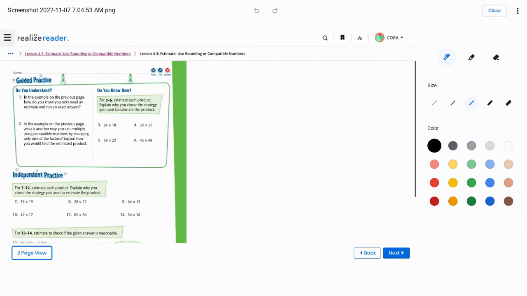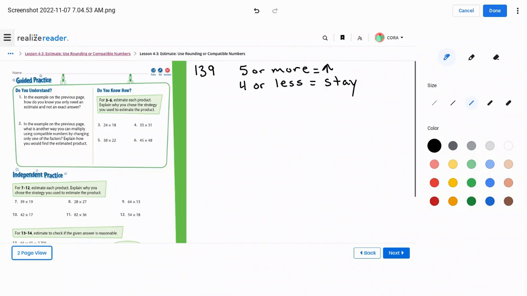Here we are on page 139. Again, writing my rule. You don't have to write this every time. I'm just putting it there so you guys can see it. So 5 or more, it's going to go up. 4 or less, we're going to stay.